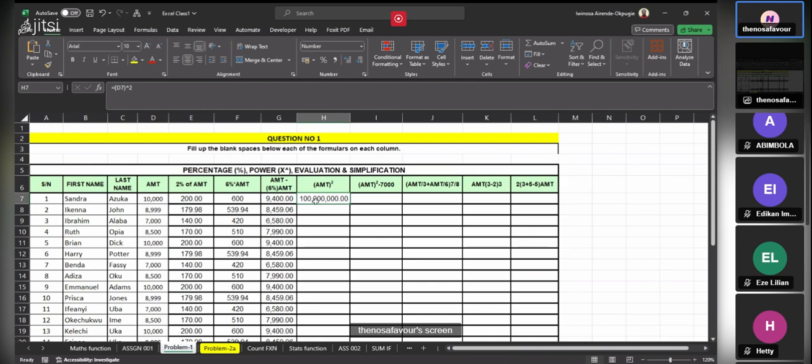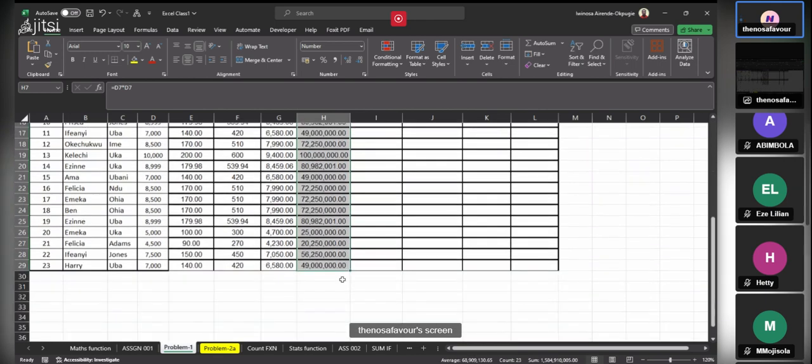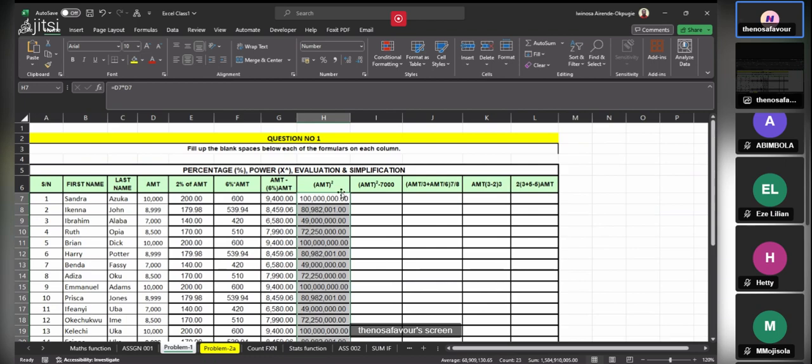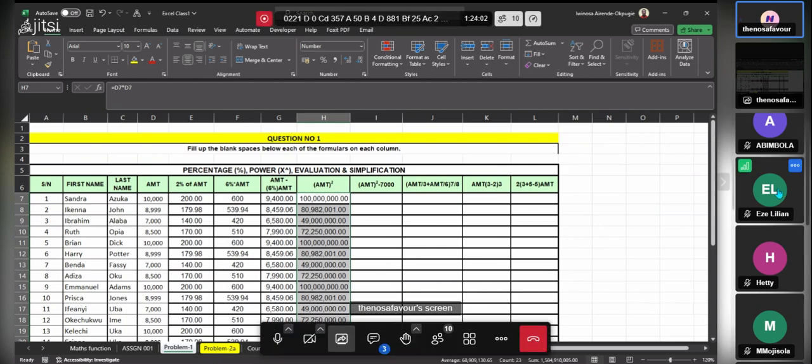However, we can also do equals to D7 times D7. D7 times D7 is the same thing as the square. If I hit enter, I also get the same answer. Any question? All right, no question.